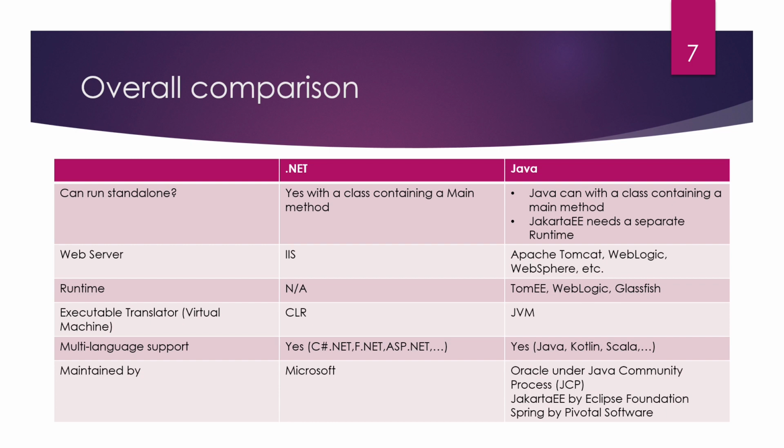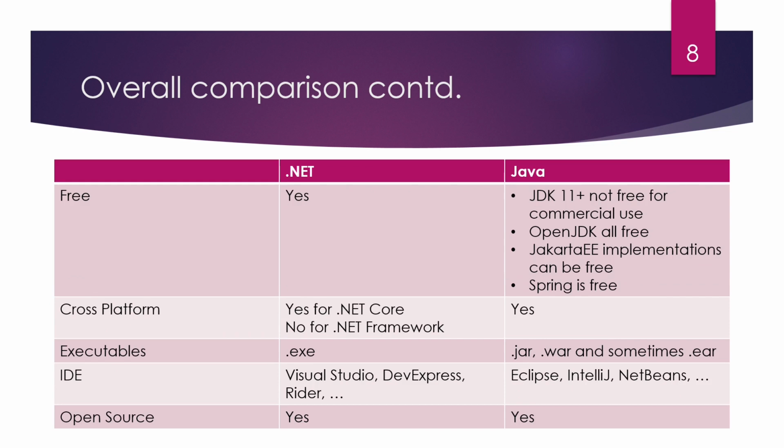.NET is created and maintained by Microsoft. Java is maintained by Oracle, and it's under Java Community Process. Jakarta EE is maintained by Eclipse Foundation, and Spring is created and maintained by Pivotal Software. .NET is completely free.